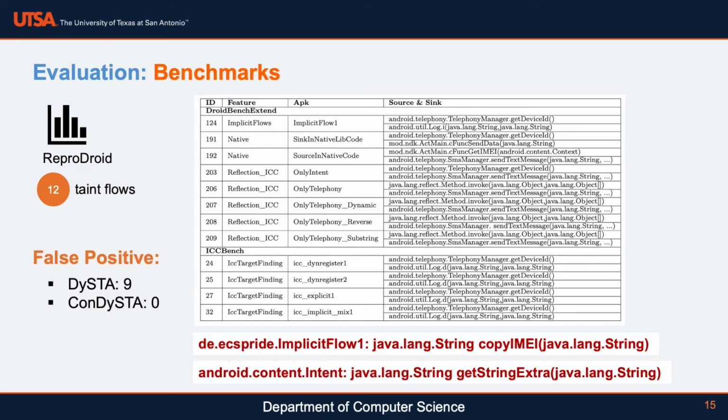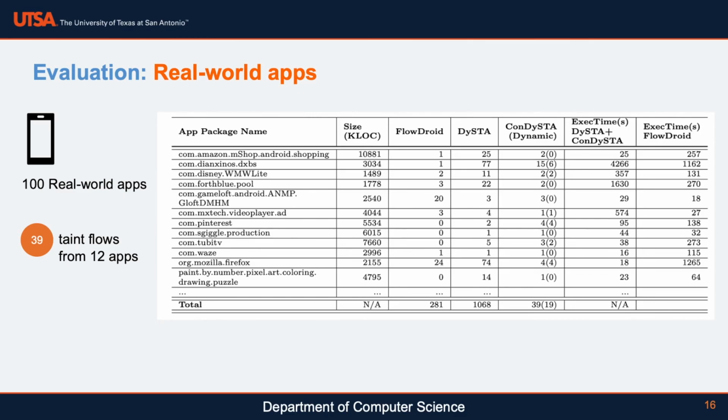To evaluate ConDySTA's performance on reducing false positives caused by context insensitivity, we applied both DySTA and ConDySTA on 43 apps from RepoJoy that contained at least one true negative. Among the 186 true negative data flows, DySTA mistakenly reported 9 of them, which are false positives. With context matching, ConDySTA did not report any of them, so ConDySTA reduced the 9 false positives from DySTA to 0.